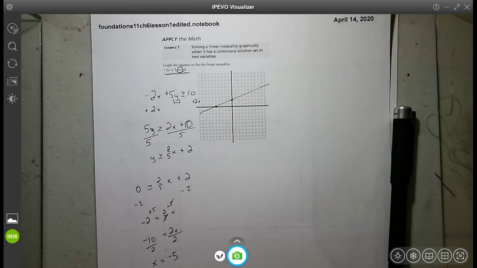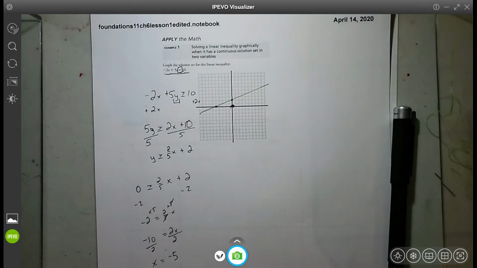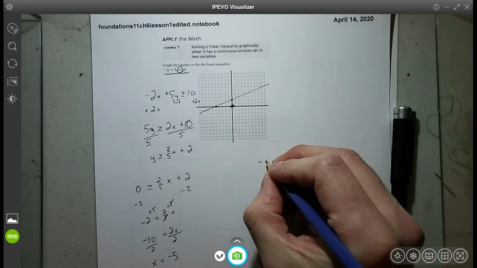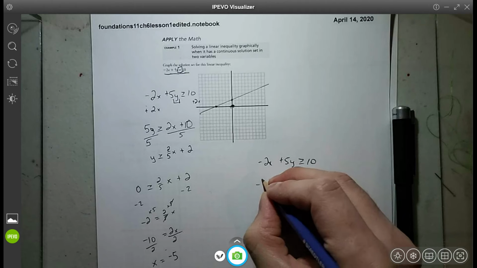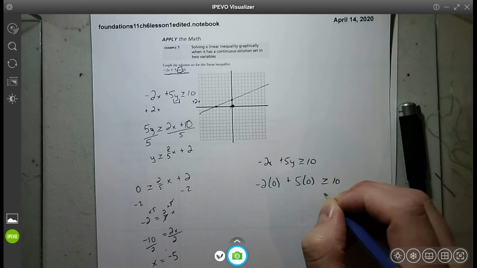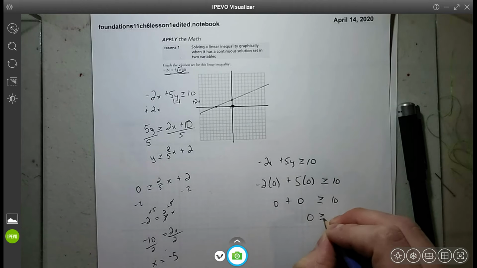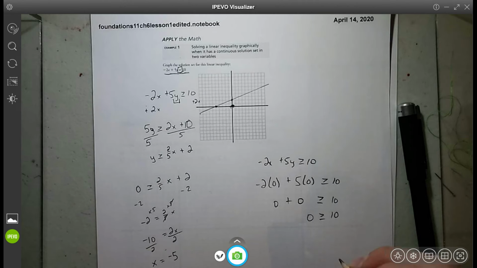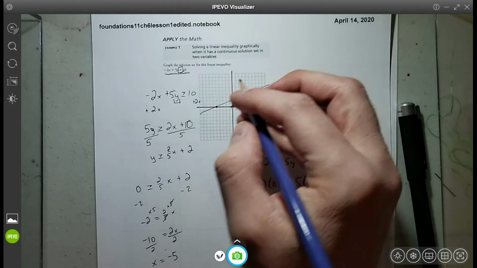So we take a test point, and oftentimes, as long as it's not on the line, we're going to take the point (0, 0). So we take the point (0, 0), and we plug it into our original equation. So negative 2 times 0 plus 5 times 0. So we have 0 plus 0 is greater than or equal to 10. 0 greater than or equal to 10. Is that true? No, this is not true. So the point (0, 0) does not satisfy this inequality.